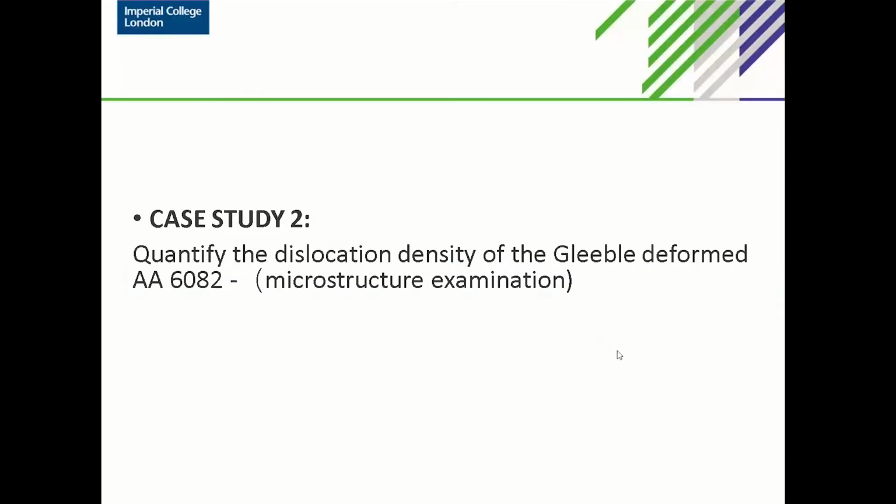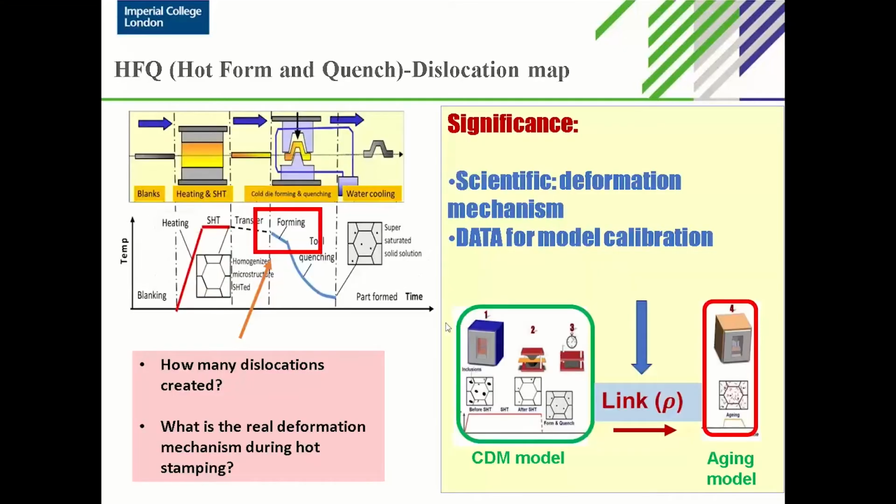Okay. So last case, we described how we built processing maps, and for case study 2, we are going to focus on quantifying the dislocation density of the Gleeble deformed AA6082. It is mainly focused on microstructure examination during the forming process. So again, given the HFQ process, previously we focused on transfer, and now we focus on the forming process.